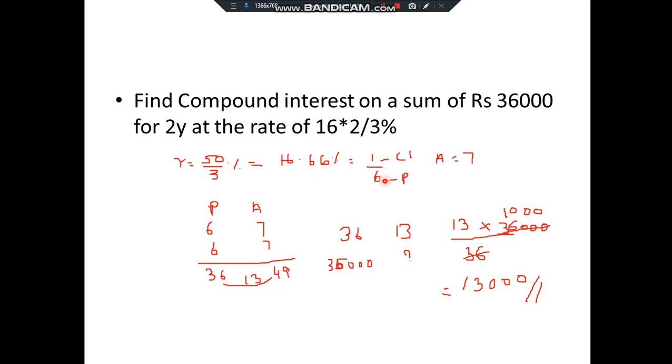So 1 by 6, where 6 represents principal and 1 represents CI. Okay, so we need PA only. So the amount you will have to find. So 6 plus 1 is equal to 7. Since it is 2 years, you will have to repeat it 2 times. So 6, 7, 6, 7. So 6 6s are 36 and 7 7s are 49. So when your principal is 36, your amount is 49.